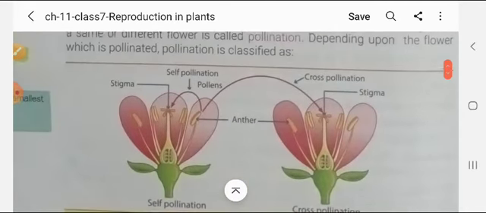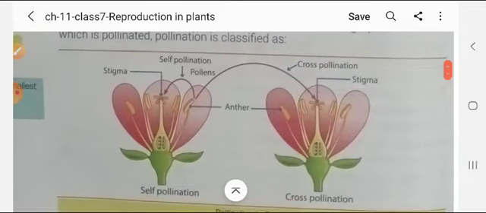Now if the pollination is happening in the same flower, under that condition we call it self-pollination. But if the pollen from the anther of one flower is transferred to the stigma of another flower, there cross-pollination takes place.